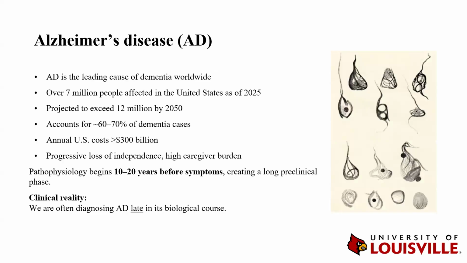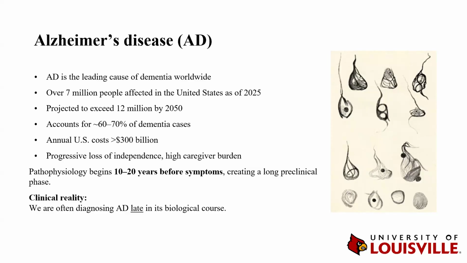Here's a brief slide summarizing Alzheimer's disease. Obviously, it's the leading cause of dementia. It affects over 7 million people in the US as of last year. Another important thing to think about is that cases are expected to double every 20 to 30 years, which is going to be a huge number as the population continues to grow.